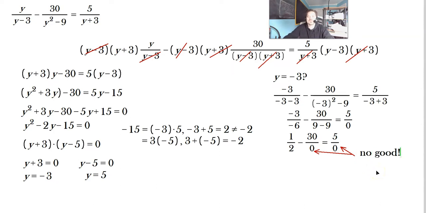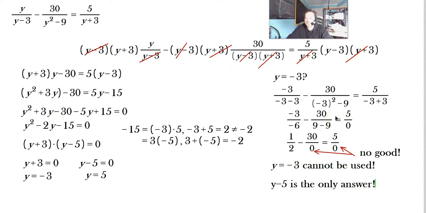We can't have division by 0. So that tells you that this supposed answer, y equals negative 3, cannot be used, okay? In other words, very likely what it means is that y equals 5. Yeah, the only answer here. That's what it's telling you. Okay, and that's pretty much the whole question then.